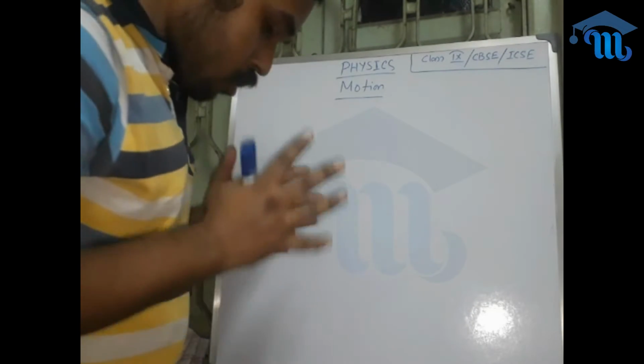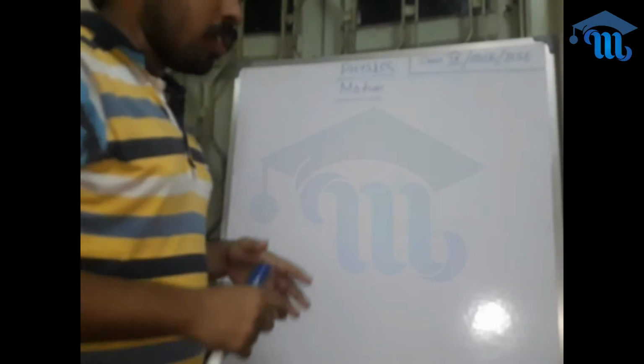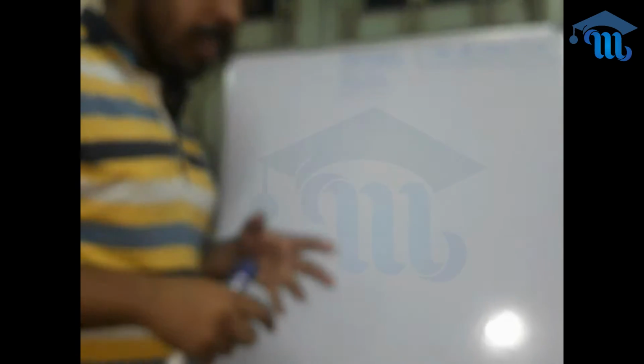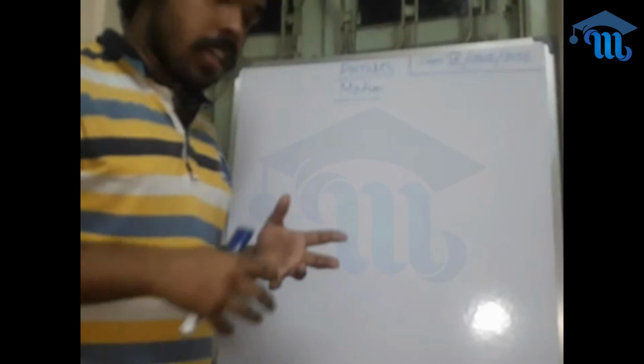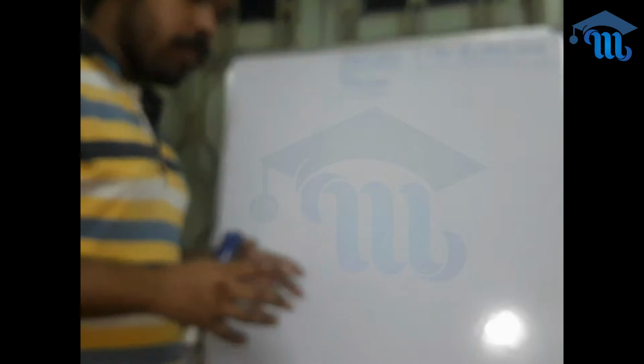So today I am going to discuss a chapter from class 9, that is motion. This is a very important chapter because it decides and determines a lot of basic things about physics. So let's start the class.